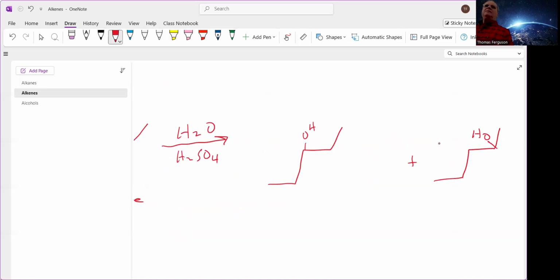Now, I'm not going to name these because we're going to name them on Thursday when we get into alcohols. This is basically a pentanol.